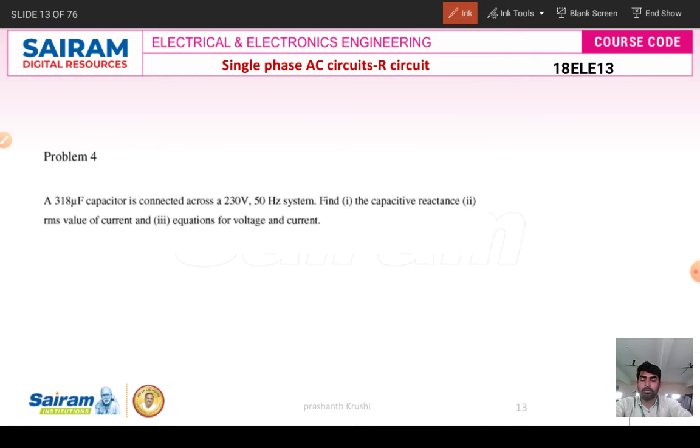So finally we got the equation: power consumed by the pure capacitor is zero, because power is equal to V I cos phi, and phi is equal to 90 degrees. Cos 90 degrees is equal to zero, so power consumption by the pure capacitor is zero. So one problem we will solve now.